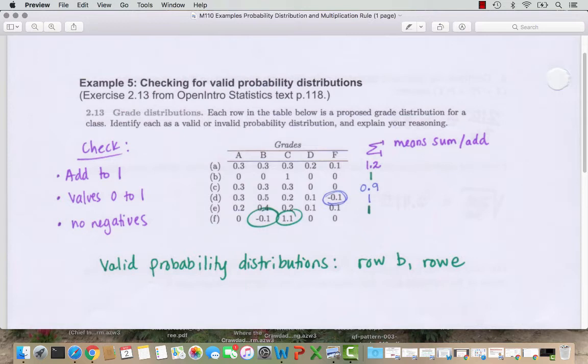When we look at row F, even though the sum is 1, the problem is that we have negative 0.1 for B grades. And again, you'd never have a negative chance of getting a B. And then C grades are over 1. So both of those make this an invalid probability distribution. So in review, when we look through these possible grade distributions, only rows B and E are valid probability distributions, meeting the criteria that the sum is 1 and the values are 0 to 1.